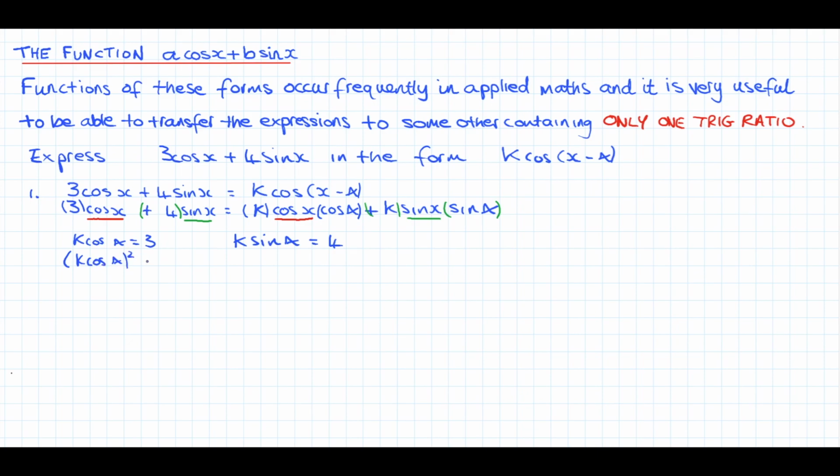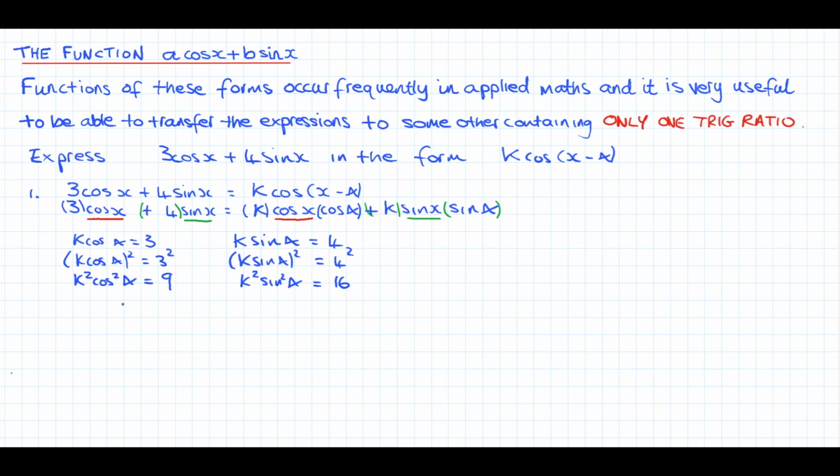Now what we're going to do is square both sides. So I'm going to square that and I'm going to square that. That's k cos alpha times k cos alpha, so that would be equal to k squared cos squared alpha. 3 squared is 3 times 3, which is 9. Now I'm going to do exactly the same thing here, squaring both sides, and that would give me k squared sin squared alpha is equal to 16.